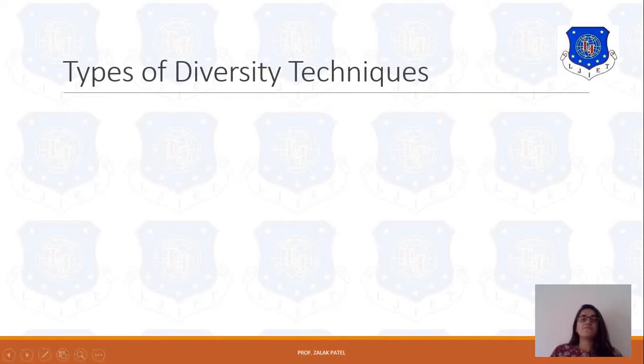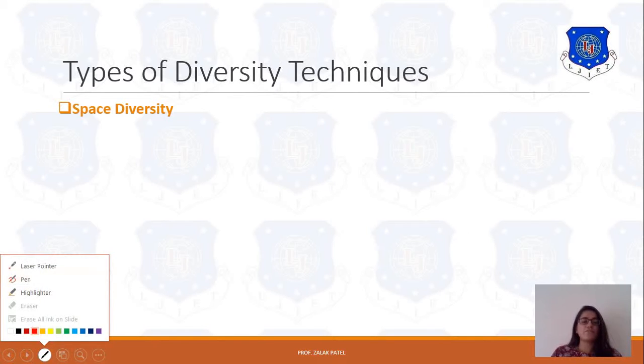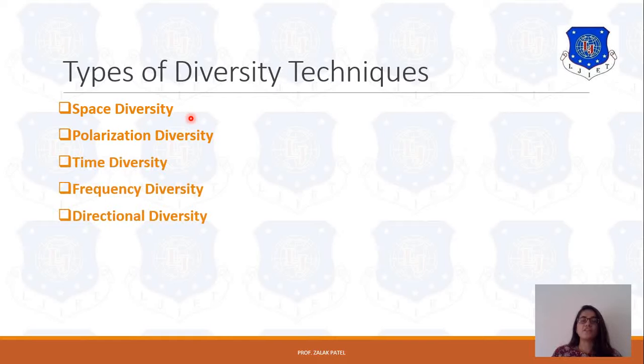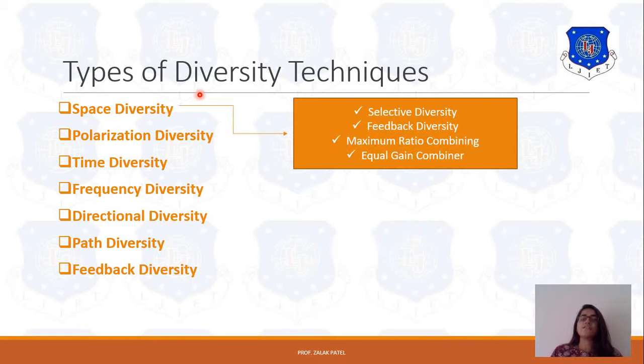First of all, diversity techniques are mainly classified into different categories that we have already discussed in the last lecture. These are space diversity, polarization diversity, time diversity, frequency diversity, directional diversity, path diversity and feedback diversity. Again, space diversity is classified into different categories: selective diversity, feedback diversity, maximum ratio combining (MRC) and equal gain combining (EGC).